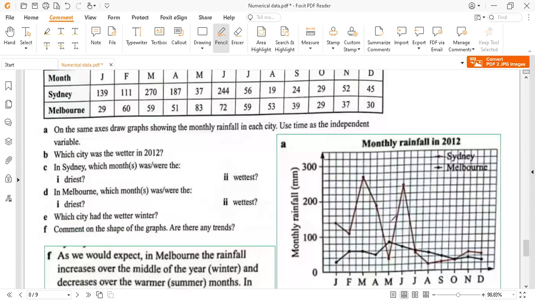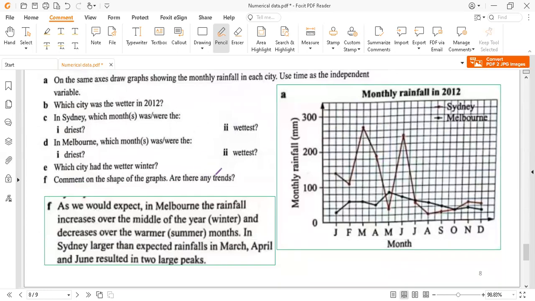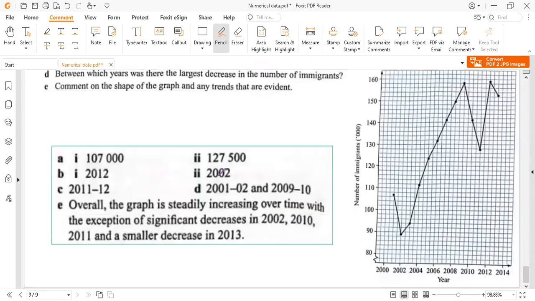Also, the following exercises are very similar. You can do them by yourself. You have all the answer keys in front of you.